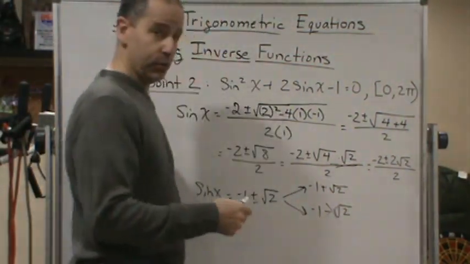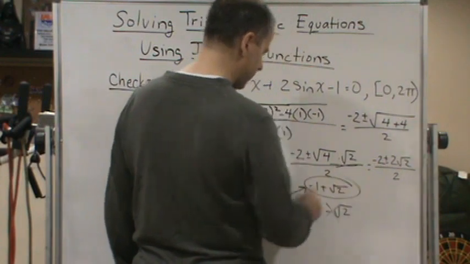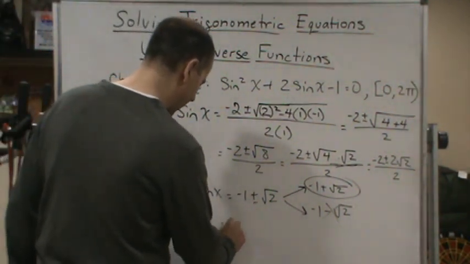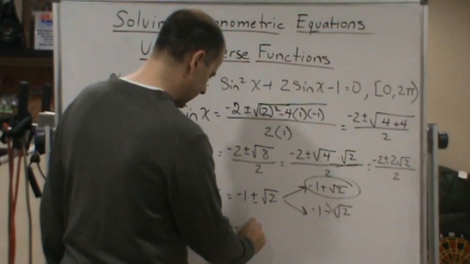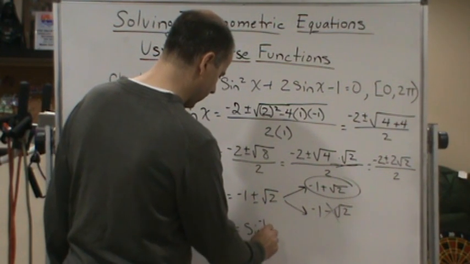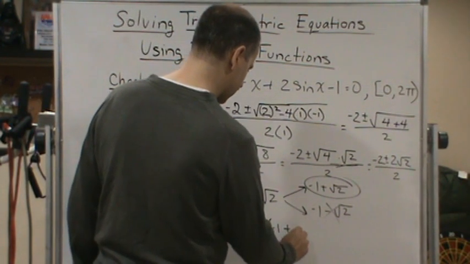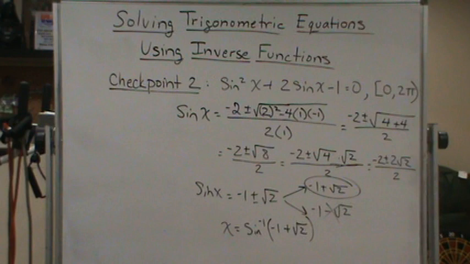Now again, what I would do is stick this in your calculator. Prove it to yourself, right? Always use your calculator. So we know this is going to be a solution to sine x, but we need to find what x is, right? So we're not done. So we do x is equal to arc sine, right? We're going to take the inverse sine of both sides. So we're going to get x is equal to the inverse sine of -1 plus the square root of 2. Okay, and then you can stick that in your calculator and get an answer.